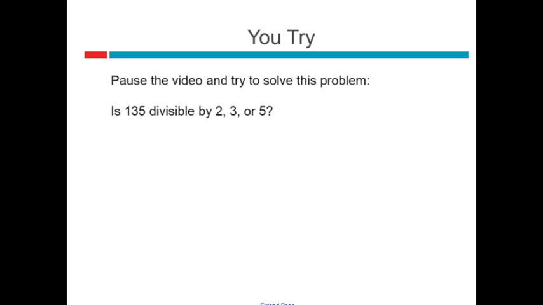Okay? So how about 135? Is 135 divisible by 2, 3, or 5? So you try this out, pause the video, and solve the problem, and then I'll come back and I'll see if your solution matches up with my solution.